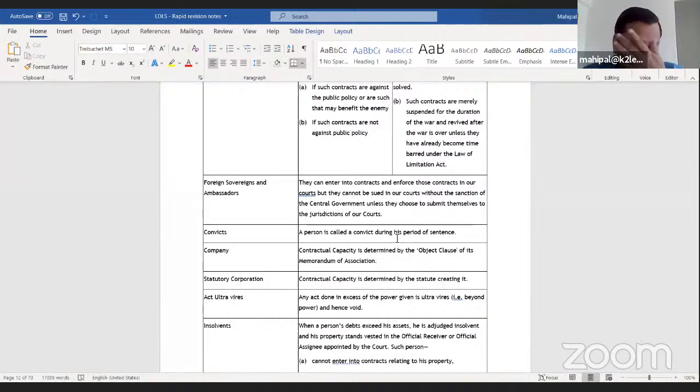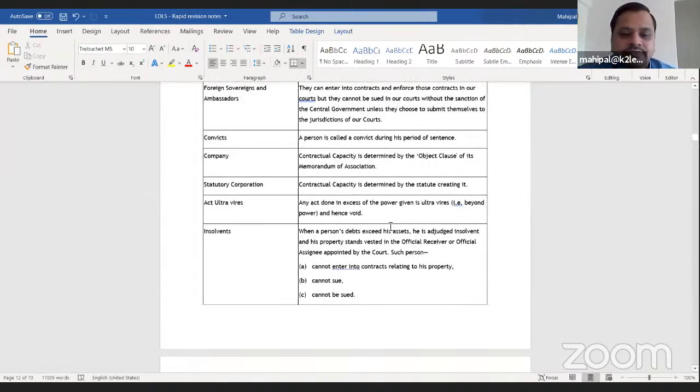An insolvent person, whose net realizable value of assets is less than actual liabilities, then such person's property will vest with a person appointed by the court called the official receiver. In such situation, he cannot enter into the contract till the old liabilities are settled by the official receiver. Am I clear?